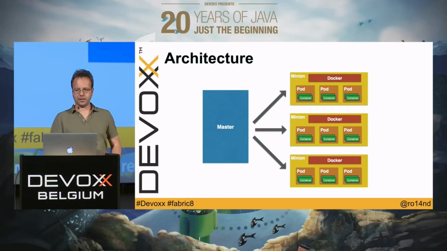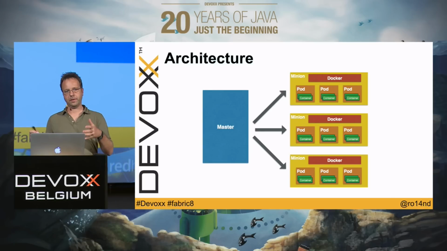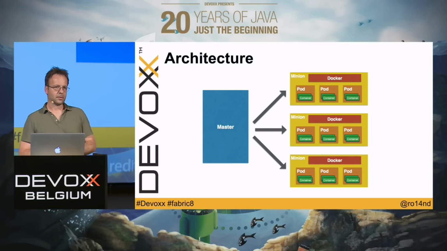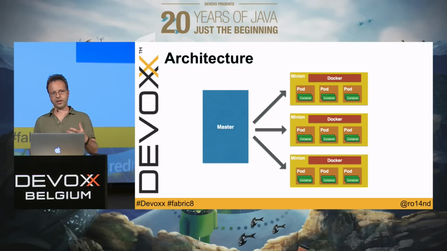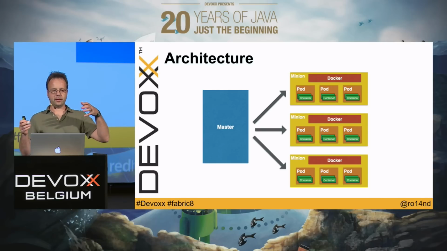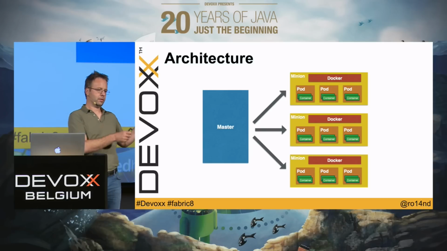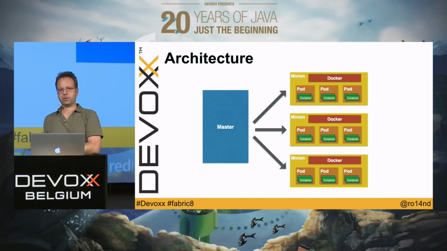This is an architectural overview of Kubernetes. There is a certain Kubernetes master, which manages multiple Kubernetes nodes. So what is Kubernetes? Kubernetes is an orchestration tool for Docker containers, which means that Kubernetes is responsible for scheduling images, containers to run on certain nodes.